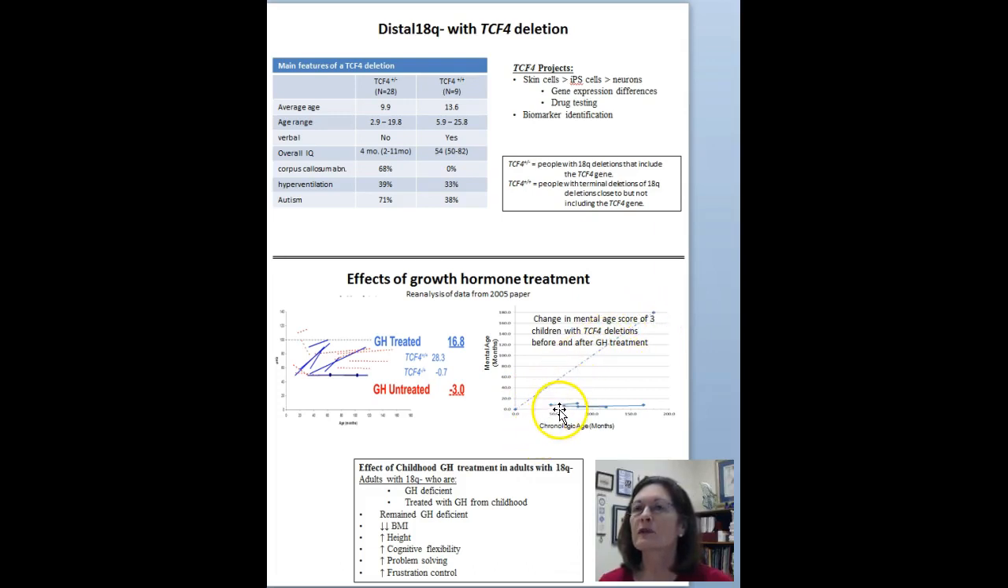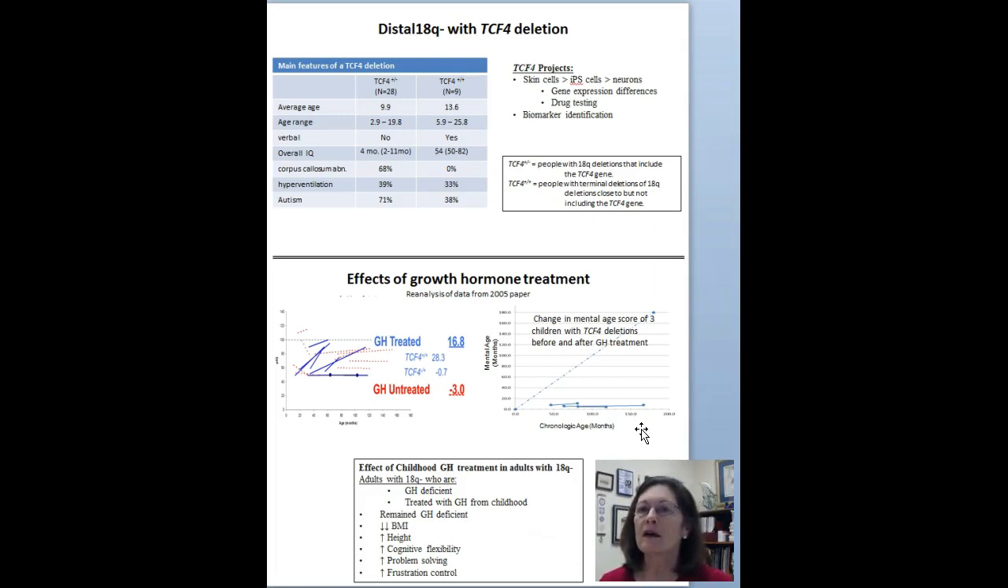And so here are the scores of those people who didn't improve or show improvement reinterpreted over here, and you can see that they really didn't acquire any significant amount of skills during the time they were treated with growth hormone. So they were unable to appreciate the same effects, unfortunately.